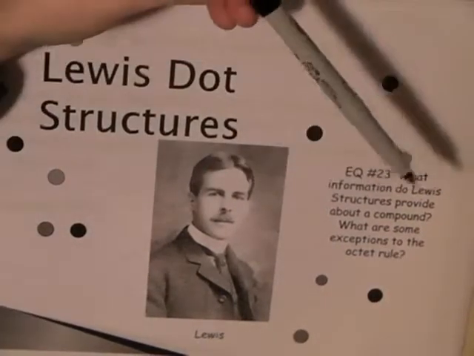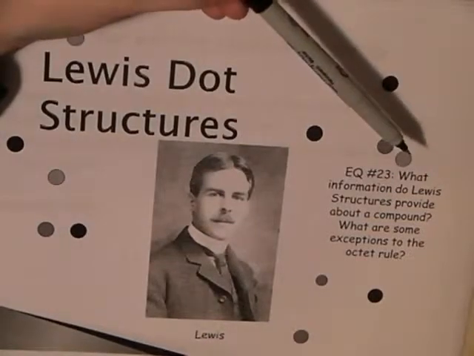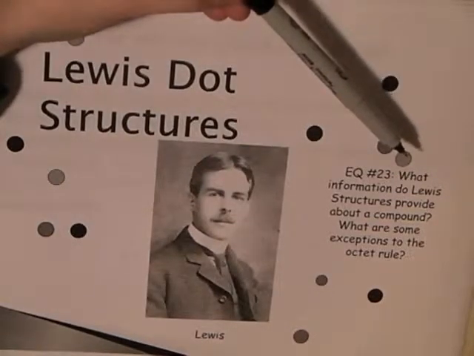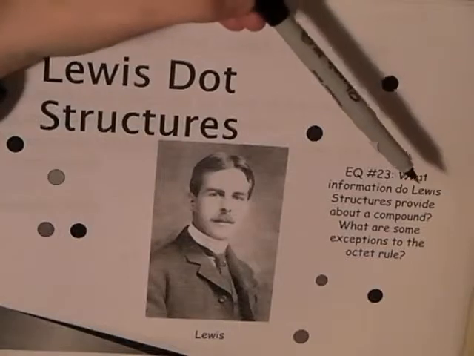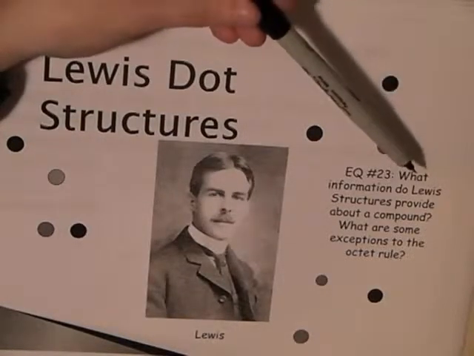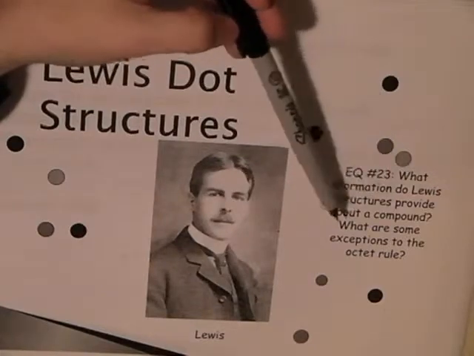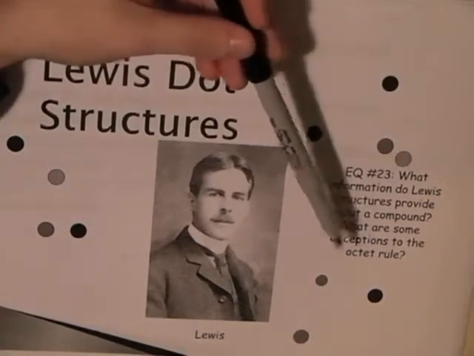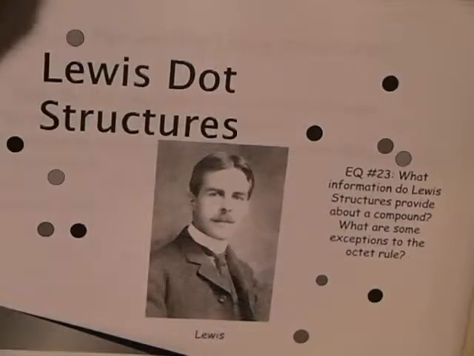So you've got your EQ. Hopefully you already wrote it down. If you didn't, it's on the wall or it's on Edline. It was on the do now, so you should have written it down then. But it says, what information do Lewis structures provide about a compound? And what are some exceptions to the octet rule?